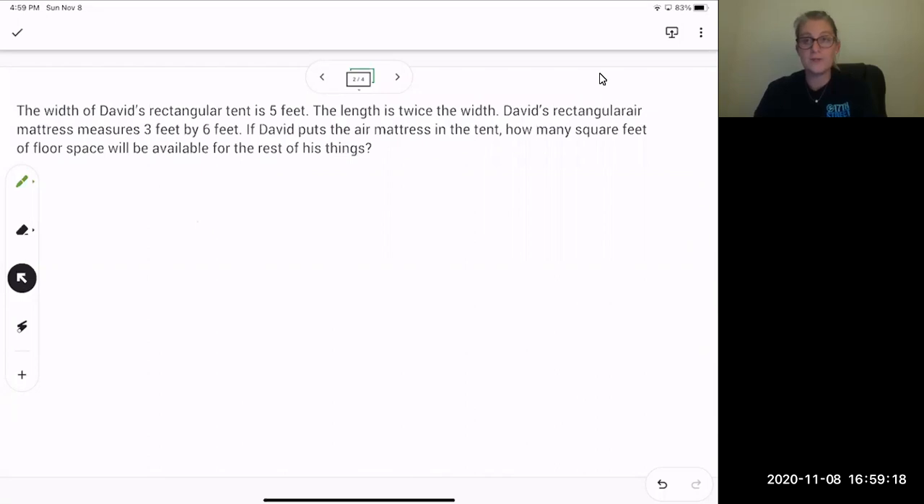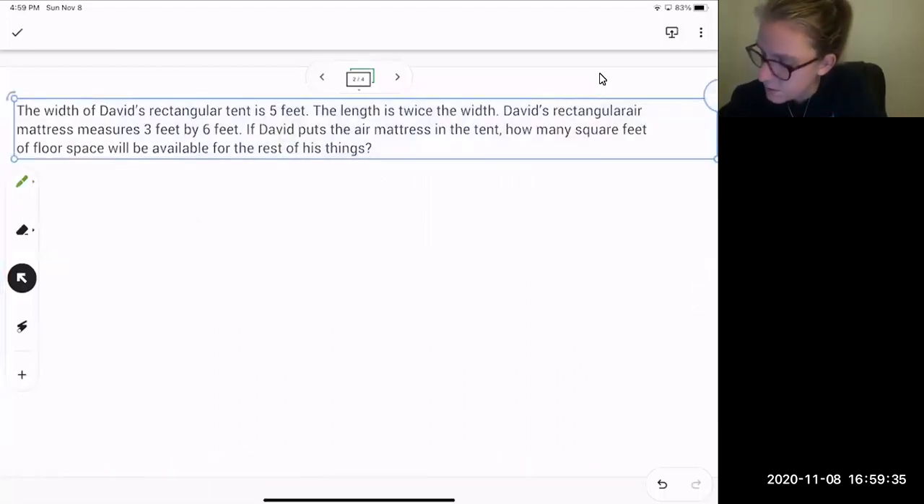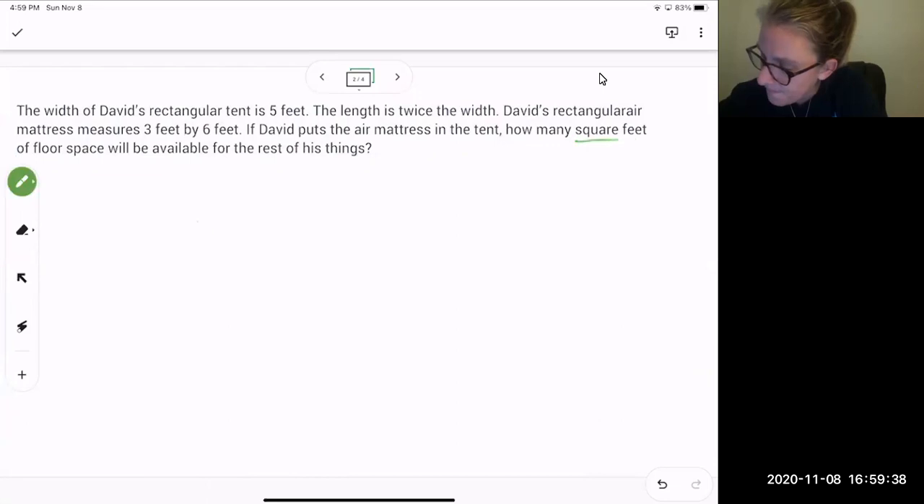So, in order to help us, we're going to draw a picture. We're looking for square feet, which means we're looking for area. Okay, so square feet. Let's underline that. Square feet means area. Okay. And we're finding the area of two different things, right? We're finding the area of the tent, and we're finding the area of the mattress to help us figure out how much floor space is going to be available.